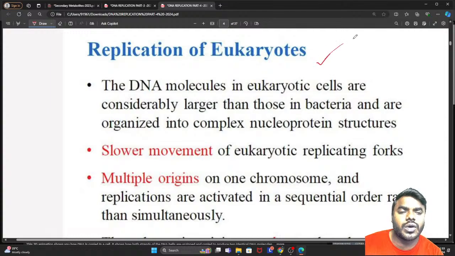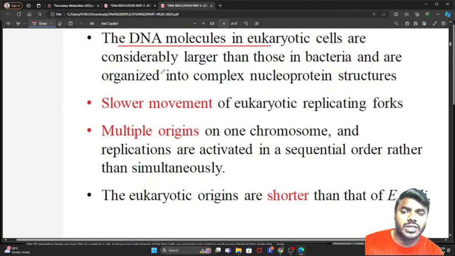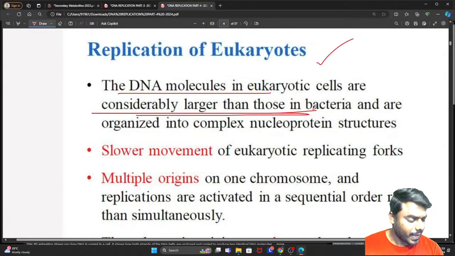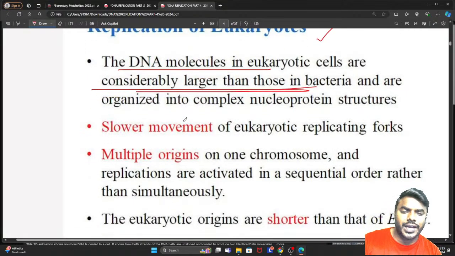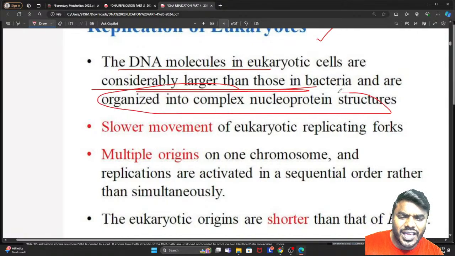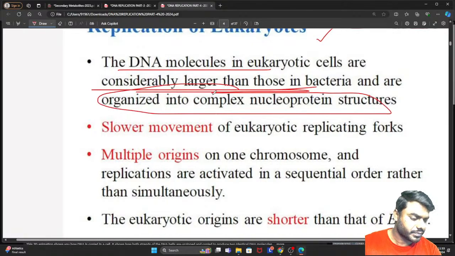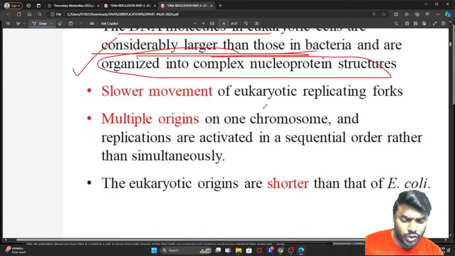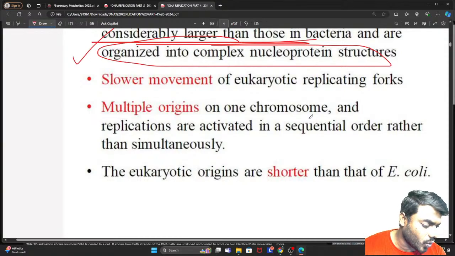Alright, now let's try to understand the concept correctly. The DNA molecules in the eukaryotic cells are considerably larger. Of course, the size of the DNA is very large compared to the prokaryotes, and most importantly, they are organized into extremely complex structures. No point of getting confused over there.